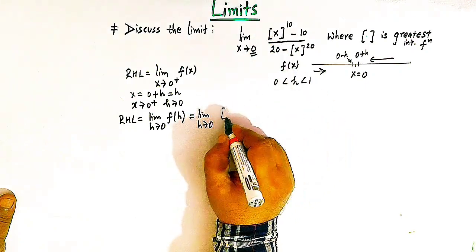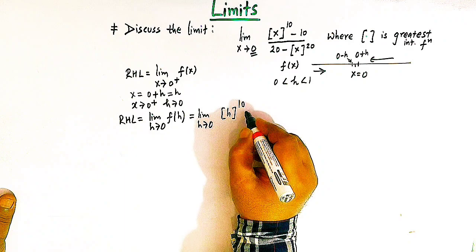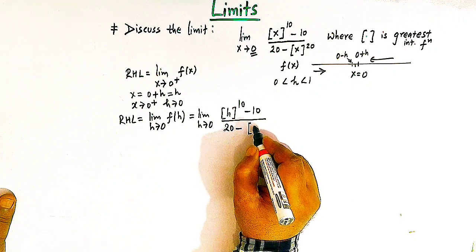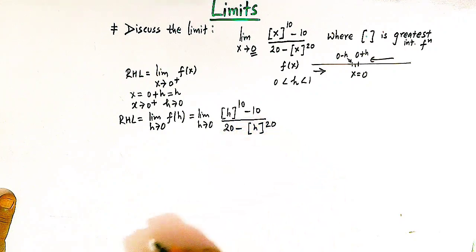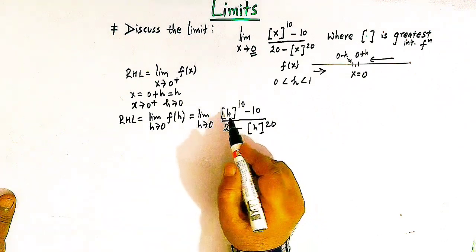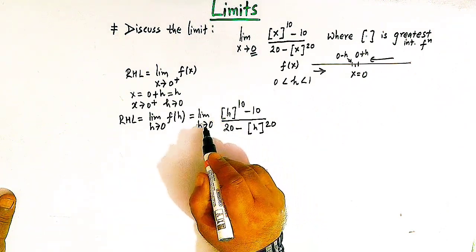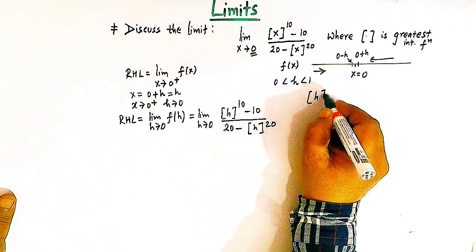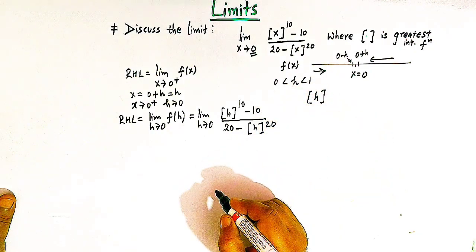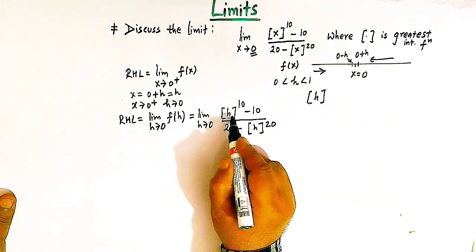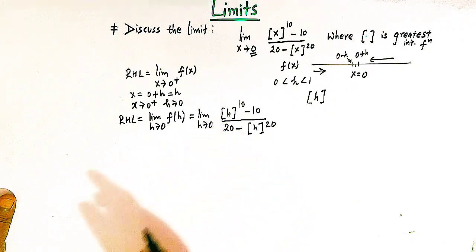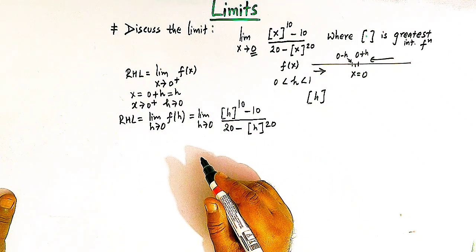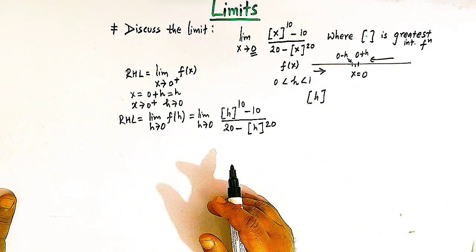So we have greatest integer of h raised to 10 minus 10, and then we have 20 minus greatest integer of h raised to 20, right? Okay, so now here what we will do, we'll calculate the value of the greatest integer of h. Now this is an important quantity, and here we cannot directly substitute h is equal to 0 as we usually do while solving the problems based on limits related to algebraic expressions, right?